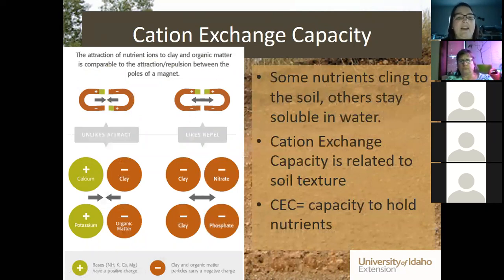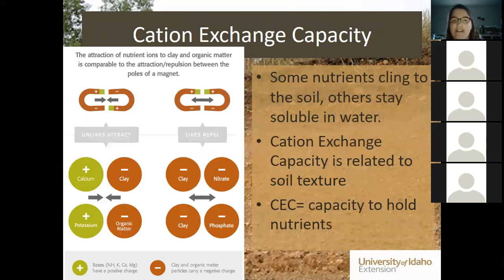Cation exchange capacity. So this is the attraction of nutrients onto the clay or organic matter in your soil. So calcium has a positive charge and clay has a negative charge, so they're going to want to hold really tight together. And potassium has a positive charge and organic matter has a negative charge. So if you have a high cation exchange capacity, it's going to really want to hold on to that calcium and potassium. And likes repel.